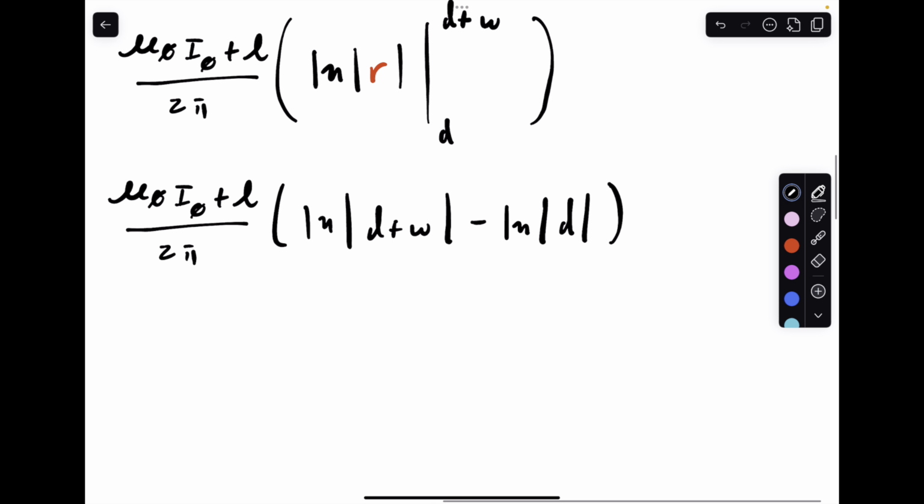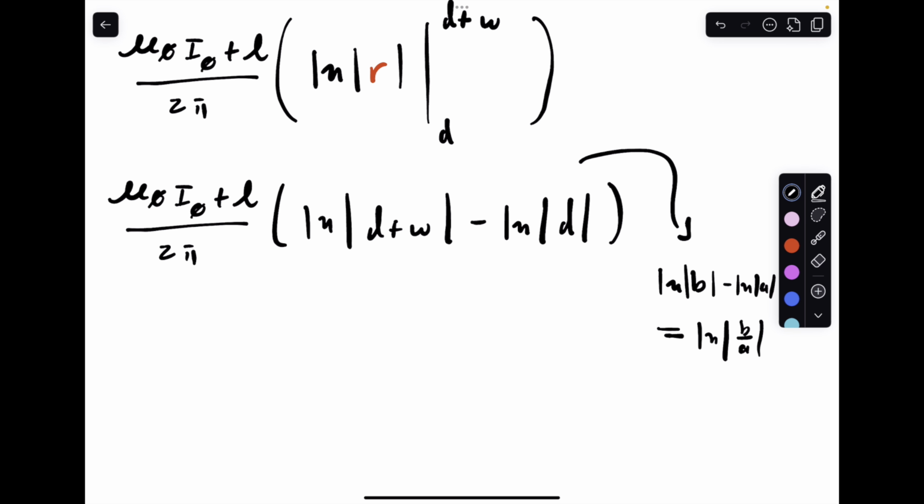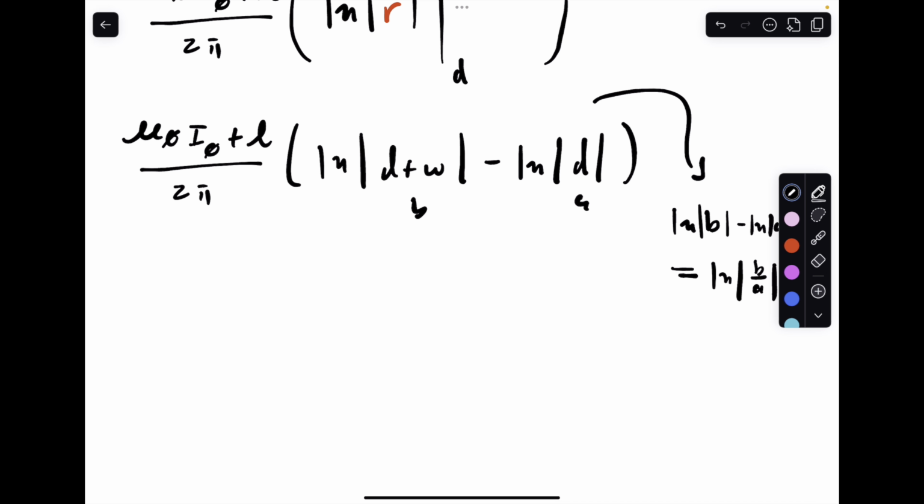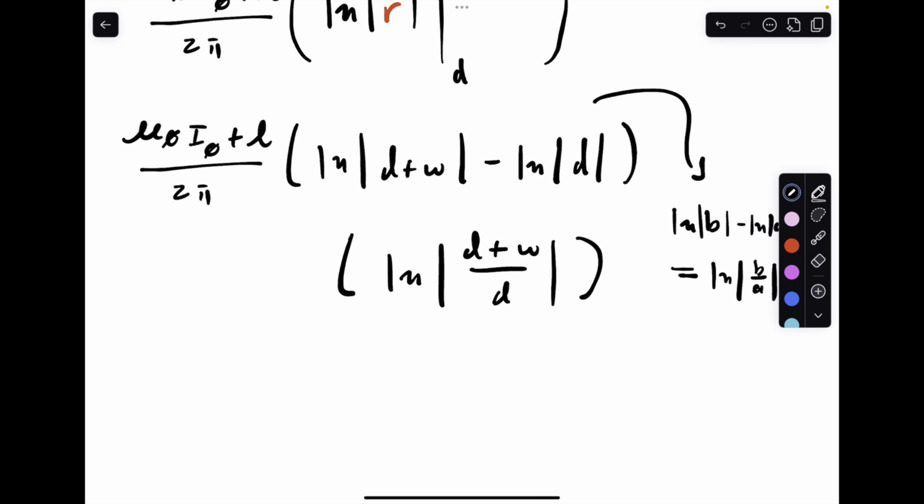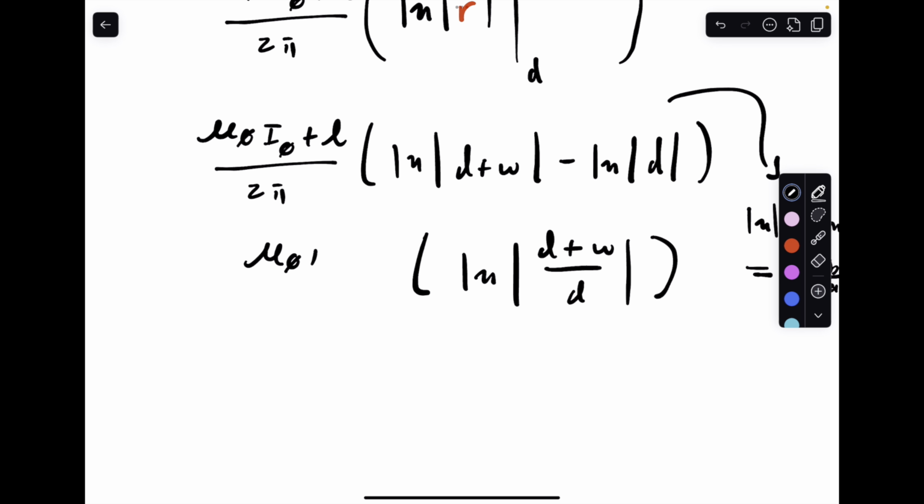And now we're going to remember our rules of logarithms. So we know that ln b minus ln a is equal to ln of b divided by a. So here, well, guess what? This is my b, this is my a. So this entire natural log expression consolidates to ln of d plus w divided by d. Not much more needs to be said about that. And now I have mu naught I naught t L divided by 2 pi.